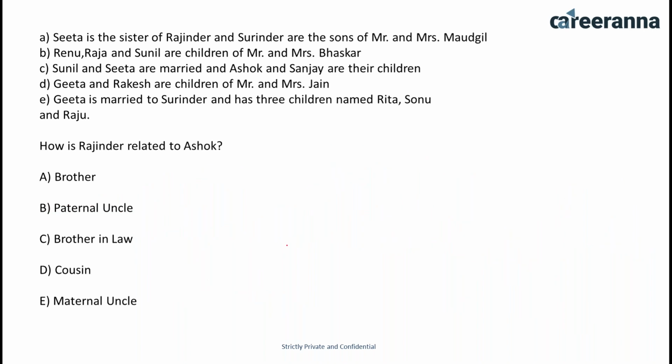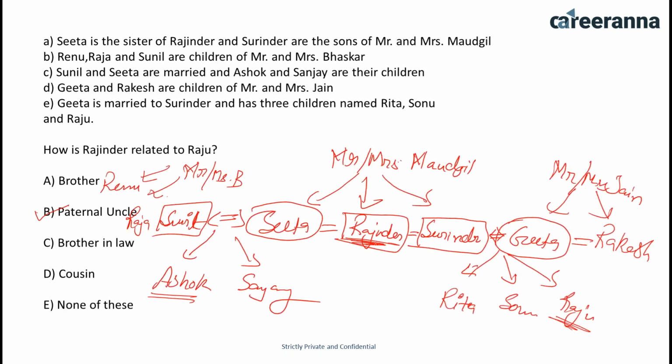Mostly students gave the right answer. That is going to be a maternal uncle. Okay, how is Rajendra related to Ashok? You can directly say, we already know that Rajendra is a male candidate and he is the brother of Sita, and Sita is married to Sunil, and they have children Ashok and Sanjay. So Rajendra is the maternal uncle of Ashok.